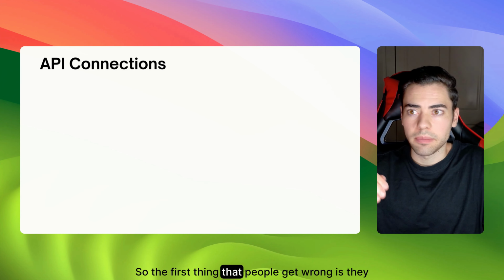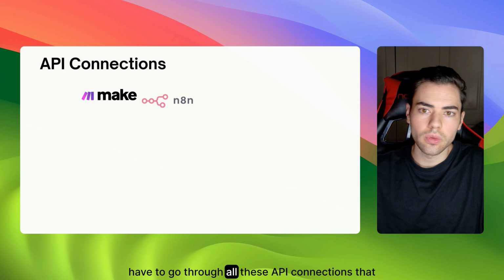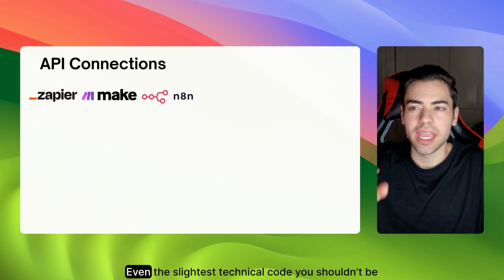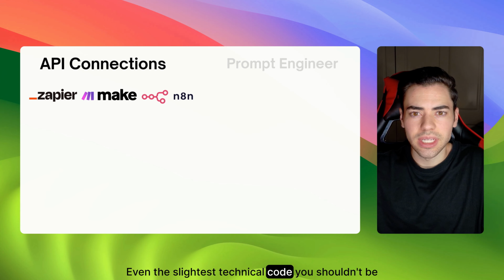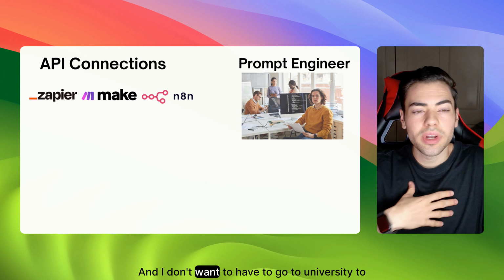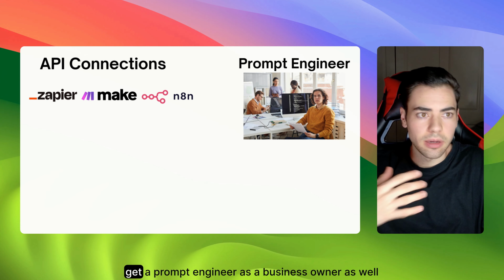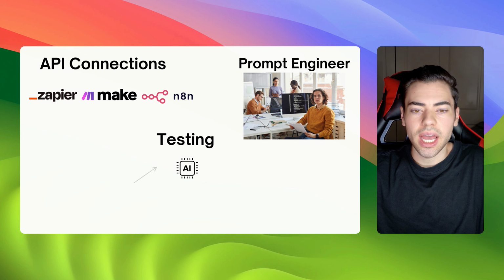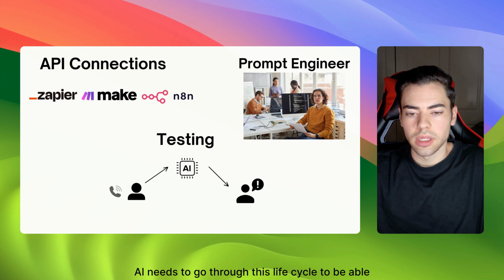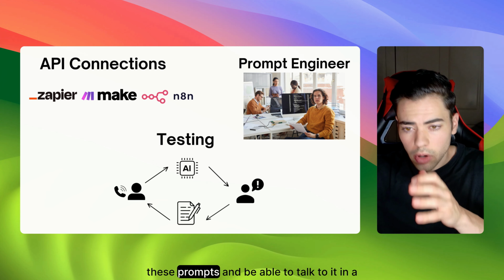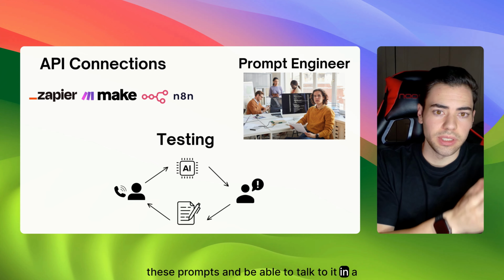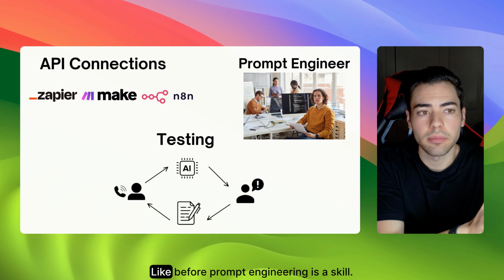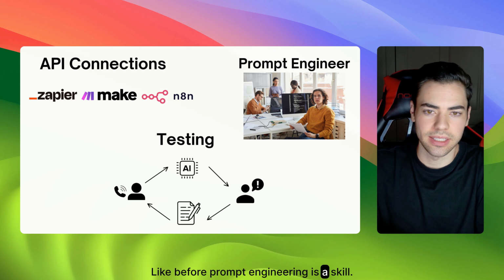So the first thing that people get wrong is they have to go through all these API connections that are very busy and too technical. Even the slightest technical code, you shouldn't be worrying about. And I don't want to have to go to university to get a prompt engineer as a business owner. As well as testing. You see, AI needs to go through this life cycle to be able to test these prompts and be able to talk to it in a certain way that normal humans can't naturally do, because it's actually a skill. Like before, prompt engineering is a skill.